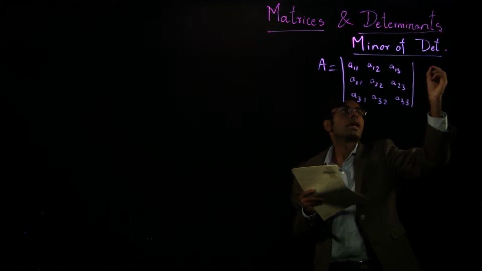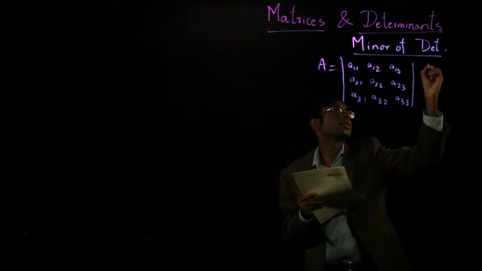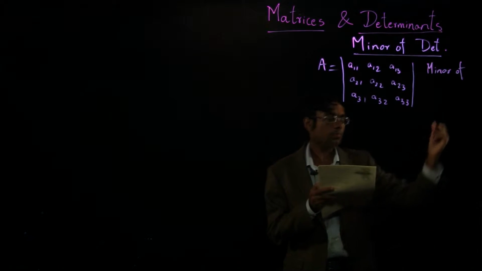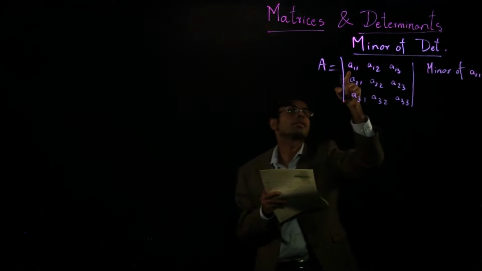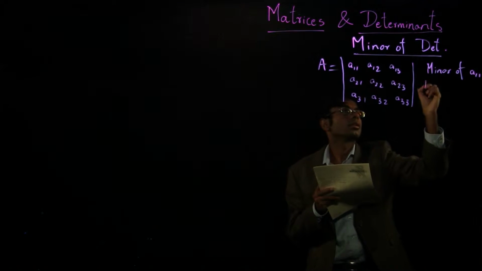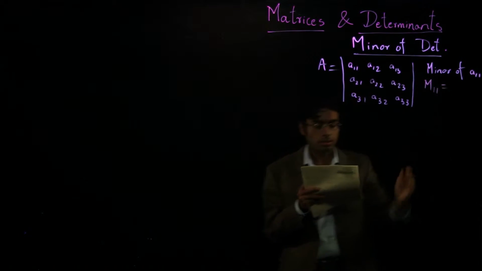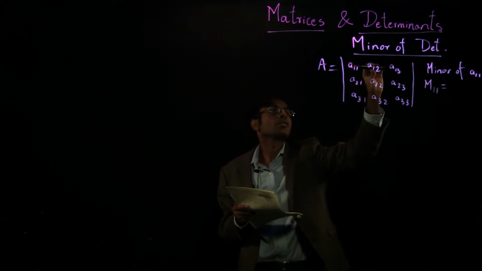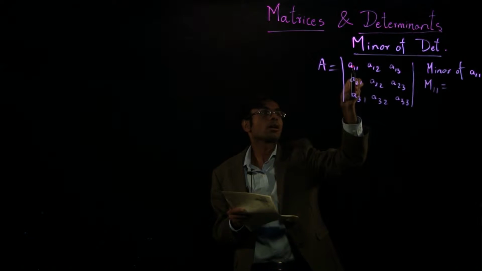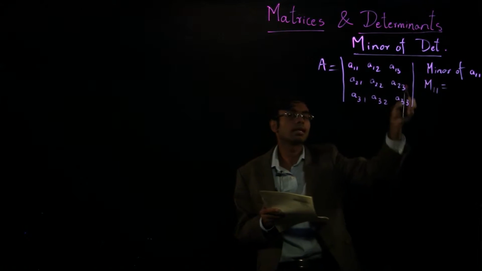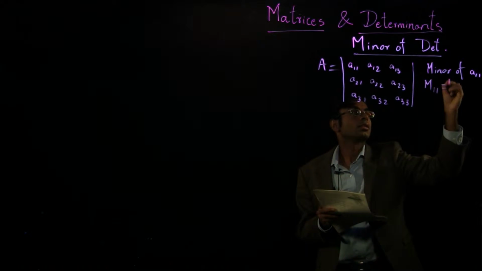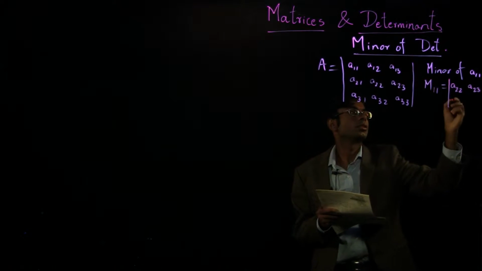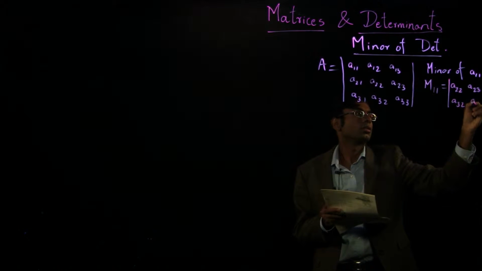So then to find the minor of a specific element, let's say minor of A11. So I'm trying to find the minor of A11. Again, the idea is you mentally block off this row and you mentally block off this column and take the remaining part of the determinant. So that gives you A22, 23, 32, 33.